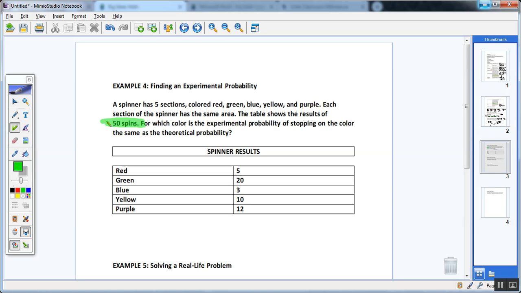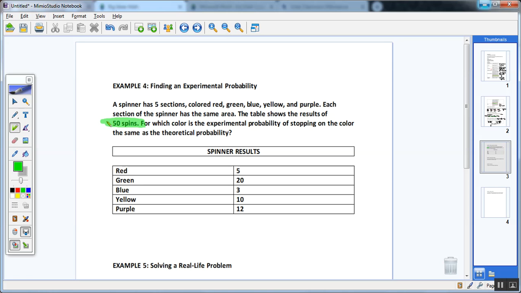If each sector is the same size and the probability of an outcome is equally likely for each color, how many times would you expect the spinner to stop on each color? 10 times. 50 divided by 5. That's what we expect, 10 times. But is that always going to happen? No. Because the world's not round.